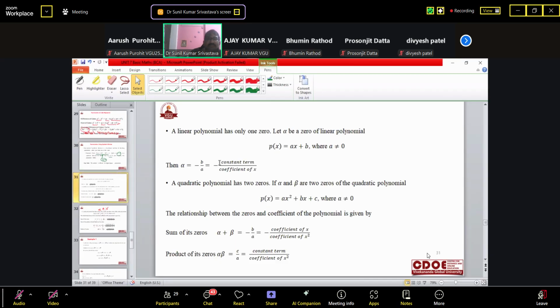A linear expression has only one term here. Polynomial px plus s equal to b. So here alpha is the constant, minus a b upon e.